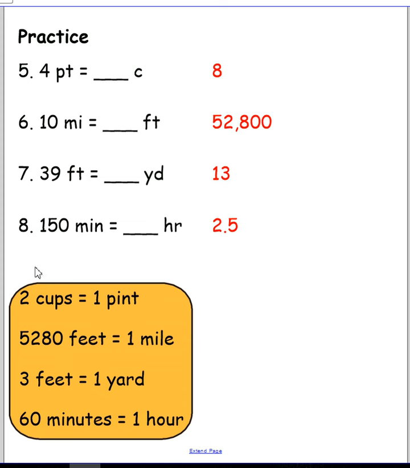Okay, there they are. If you made a mistake, you probably multiplied when you should have divided or vice versa. And that's why I like those unit fractions so much, because it takes the guesswork out of it if I'm not sure whether I'm supposed to go bigger or smaller.